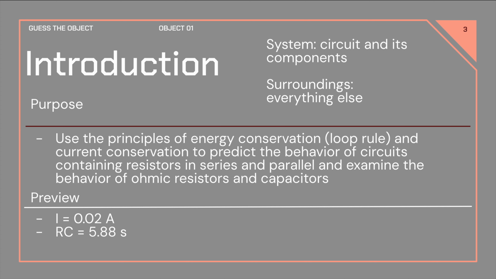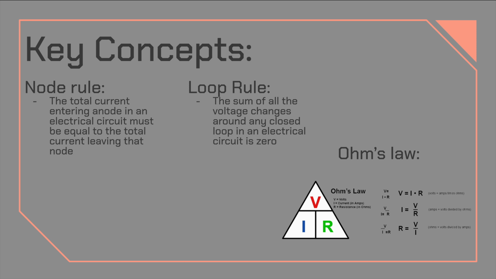The purpose of this lab is to use the principles of energy conservation and current conservation to predict the behavior of circuits containing resistors in series and in parallel, and examine the behavior of ohmic resistors and capacitors. In this experiment, the system is the circuit and its components, while the surroundings constitute everything else. As a preview of the results, the current for the first part is equal to about 0.02 amperes, and the RC for the second part is about 5.88 seconds.